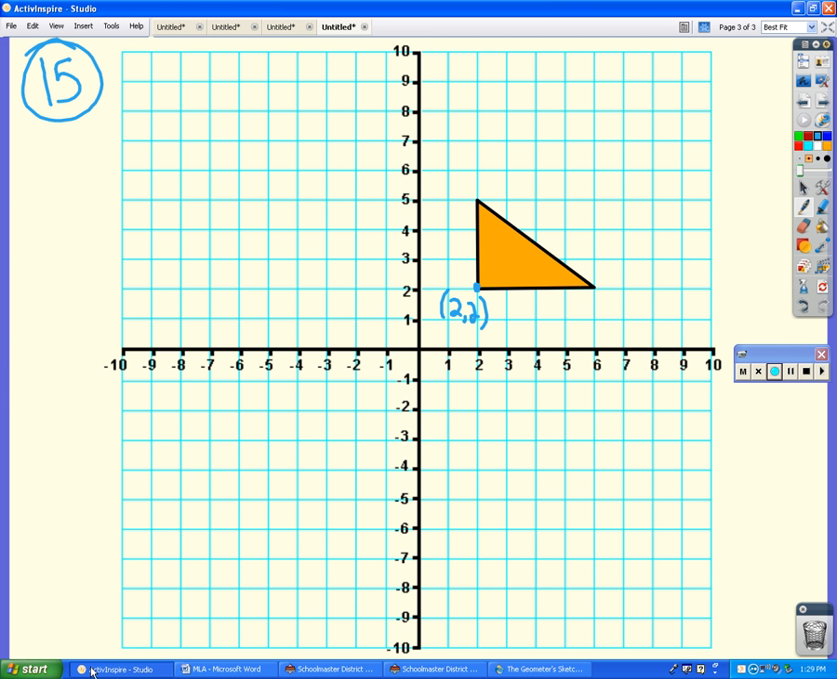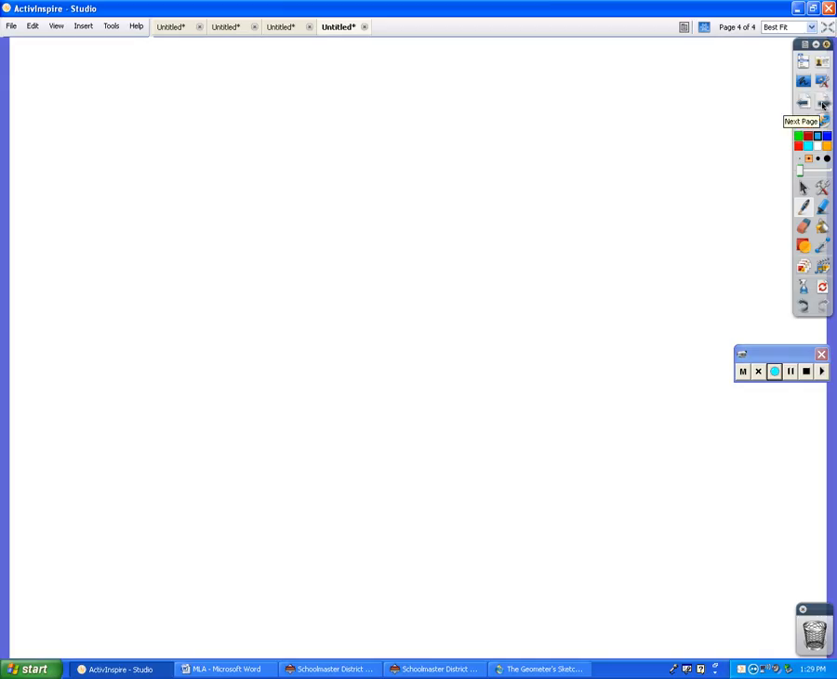Okay? What's the last part of 18? Are all isosceles triangles similar? No, because they can have different angles. Are all right triangles similar? No, because they can have different side lengths and different angles. How about all isosceles right triangles?